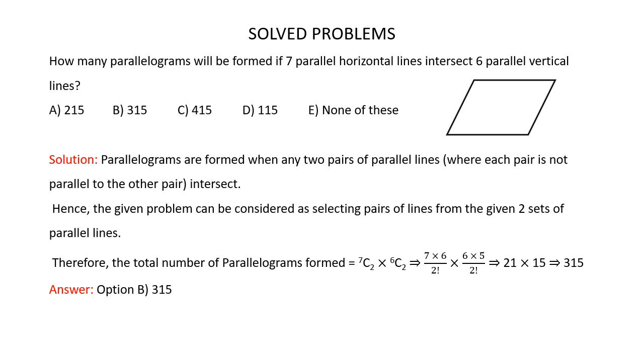We know that 2 factorial is 2. So on solving this, we get 21 multiplied by 15, which is 315. So 315 parallelograms will be formed if 7 parallel horizontal lines intersect 6 parallel vertical lines. So the correct answer is option B, 315.